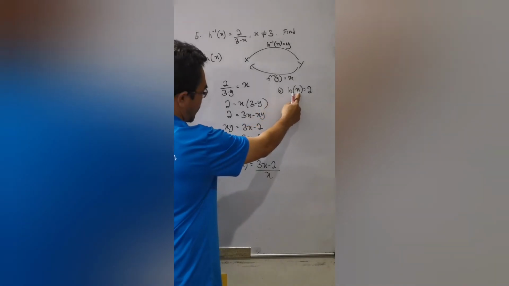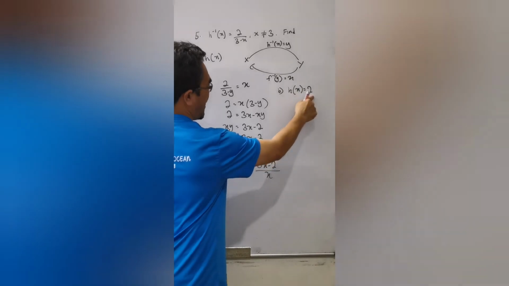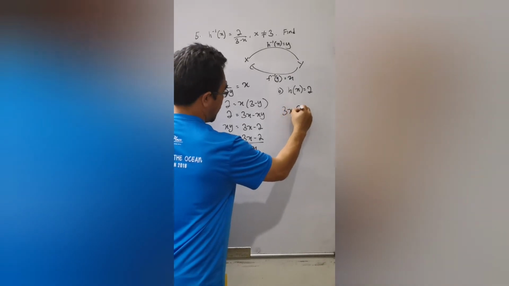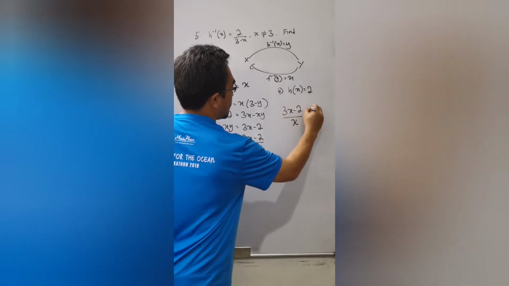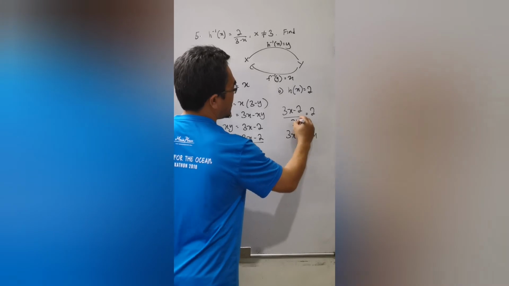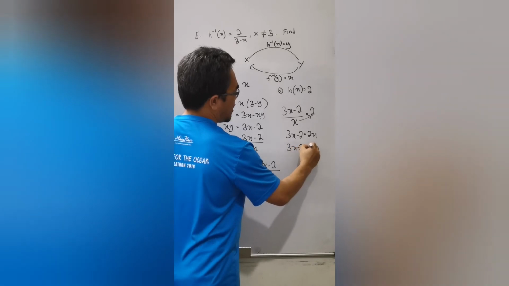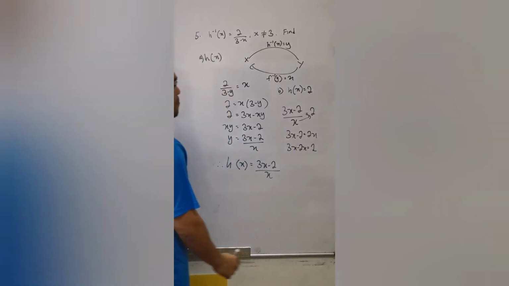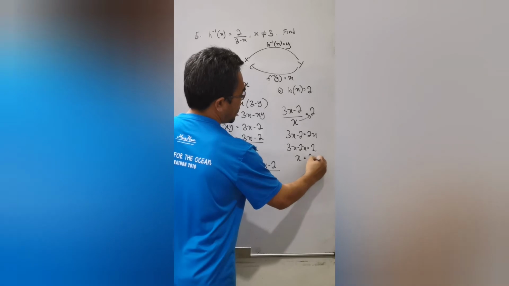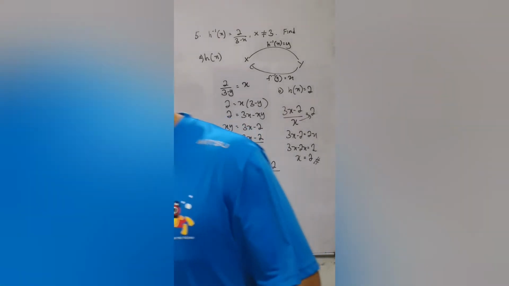So x equals 2, object and image under h, because we have h already. So we say 3x minus 2 over x equals 2. Cross multiply, so 3x minus 2 equals 2x. Then move all the x, 3x minus 2x equals 2. Negative 2 moves to the other side and becomes positive 2. So 3x minus 2x will be 1x, so x will be 2. Okay, let's say we finish number 5.